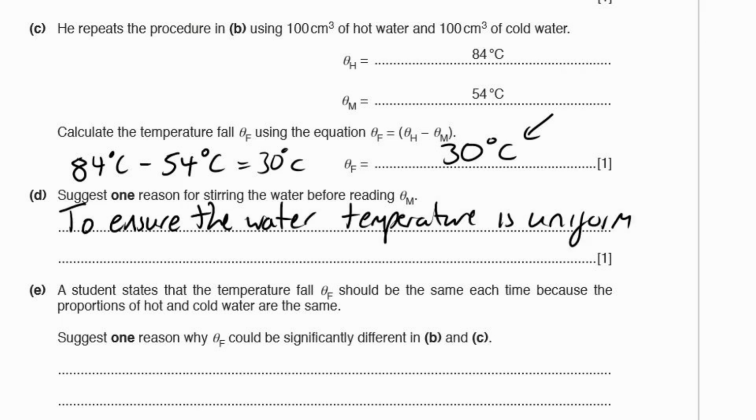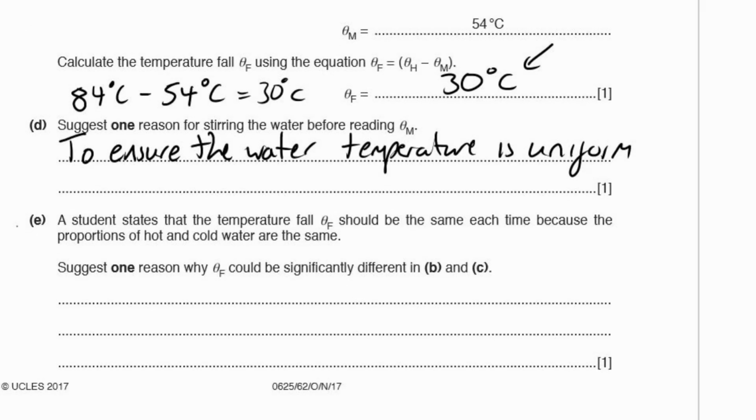E. A student states that the temperature fall theta f should be the same each time because the proportions of hot water and cold water are the same. Suggest one reason why theta f could be significantly different in parts B and C. Well, we've got two different volumes of water being added together. There's a very good possibility that if there are any time delays, there's going to be heat loss to the surroundings. And that's something we'd have to take into account and try to isolate the system from.